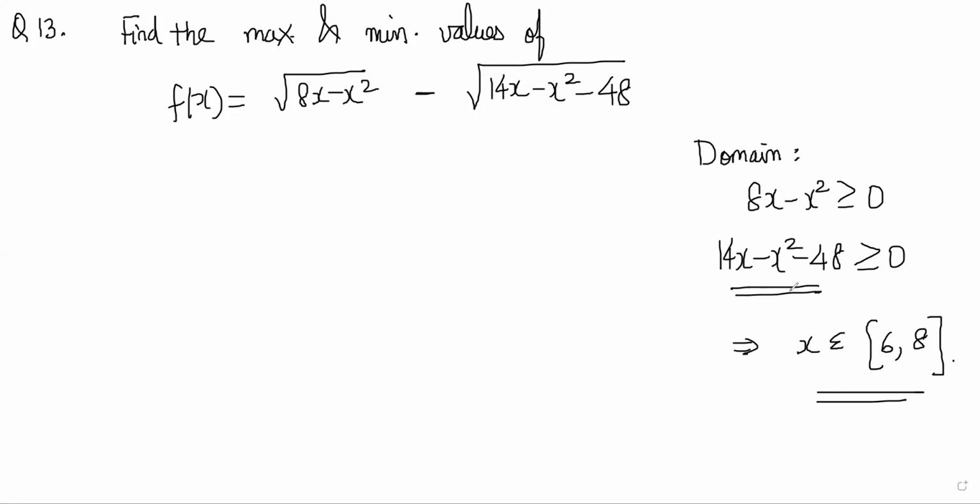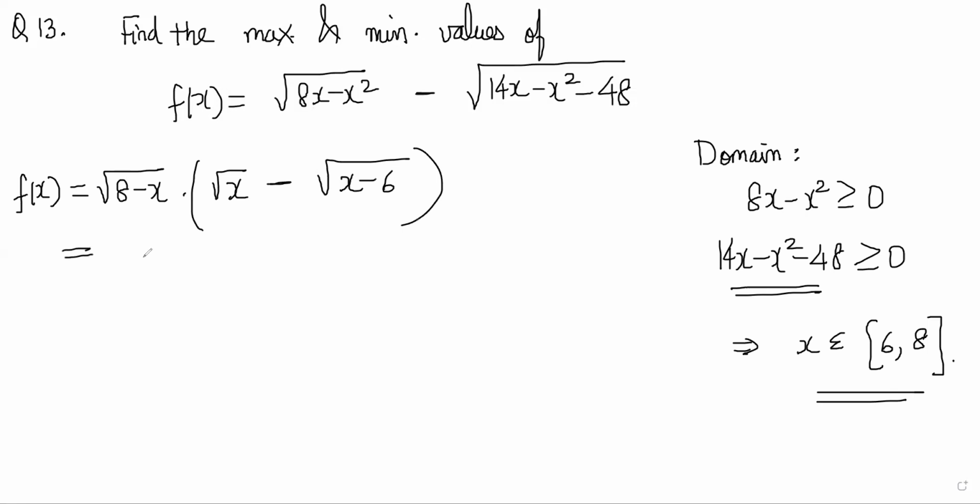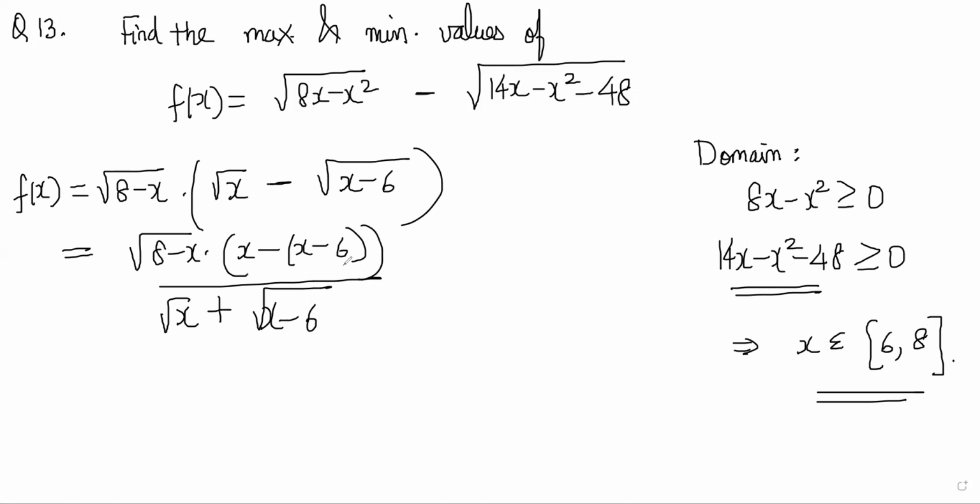Because this can be factorized as x minus 6, 8 minus x and all. So we can rewrite this function f of x as root over 8 minus x common, and inside you have root of x minus root over x minus 6. And if we rationalize this function a little bit, you will get x minus 6 by root over x plus root over x minus 6. What am I doing here? I'm multiplying up and down by root over x plus root over x minus 6. I'm rationalizing the function. So this becomes 6 times root over 8 minus x by root over x plus root over x minus 6. Right?